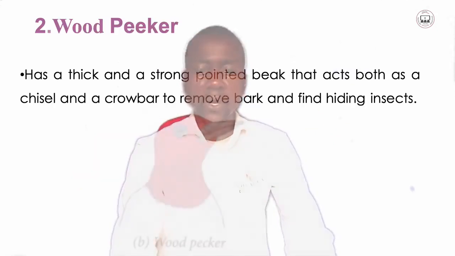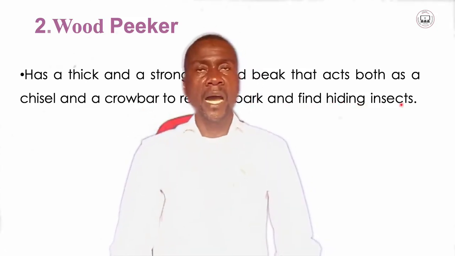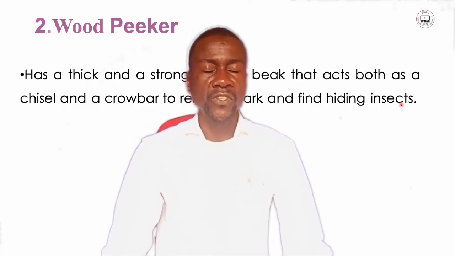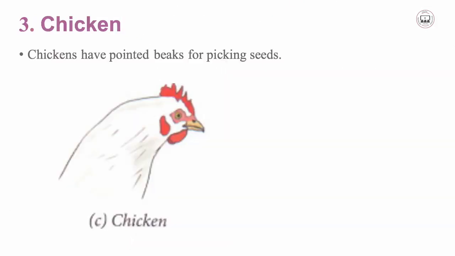Now, as we continue, we have number 2, the woodpecker. It has a thick and strong pointed beak that acts both as a chisel and a crowbar to remove bark and find hiding insects inside the bark of the trees. So this is how the beak of the woodpecker looks.